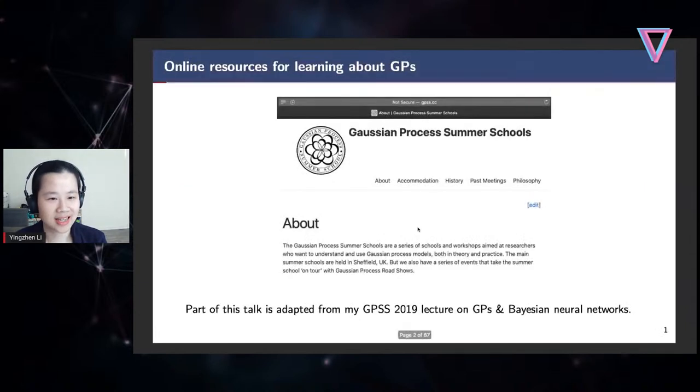So let's begin. Just to say one more thing: if you want to know more about Gaussian processes, there is a very nice series of summer school called Gaussian Process Summer School that you can look at. This has been run for quite some time, and I think all of the videos from previous years' lectures are online. So if you want a more thorough understanding of Gaussian processes, including many of the computation and approximation techniques, then I really recommend you check out videos on this website. And part of the talk today is adapted from my lecture in this summer school.